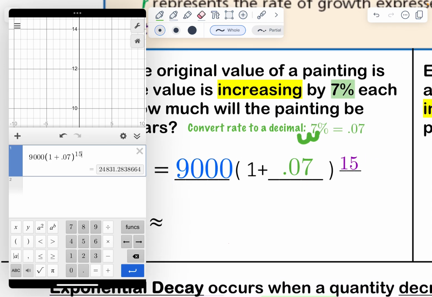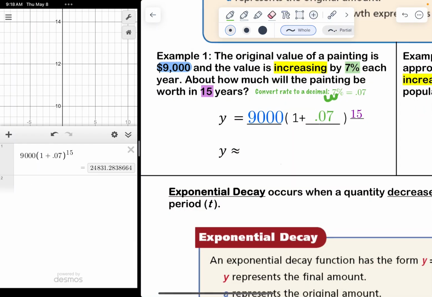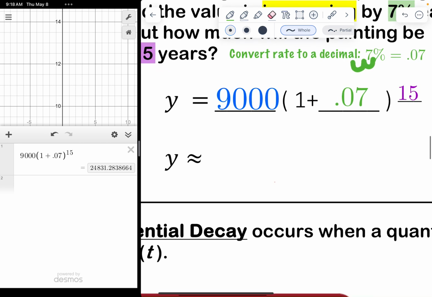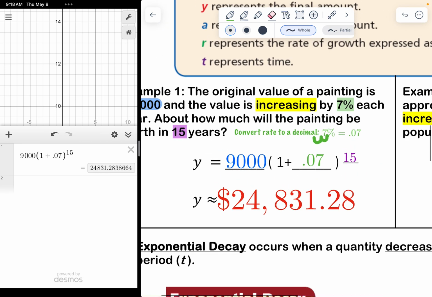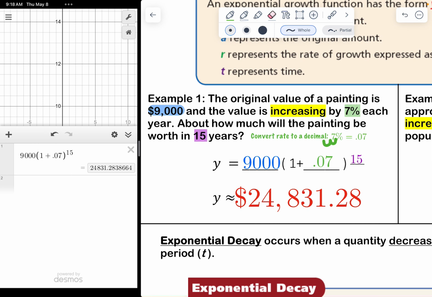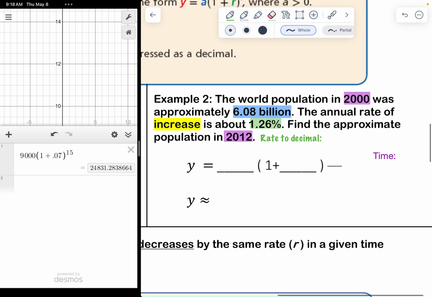And it's looking like, let me split my screen like this, in 15 years this painting is going to be worth, I'm going to count 2 decimal places because we are talking about money, $24,831.28. So if you have a $9,000 painting, 15 years from now you can sell that for almost 25 grand.